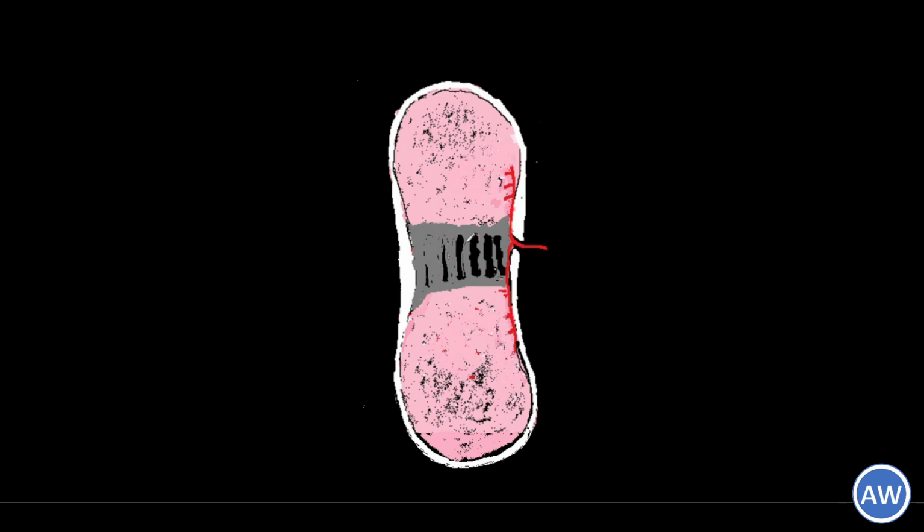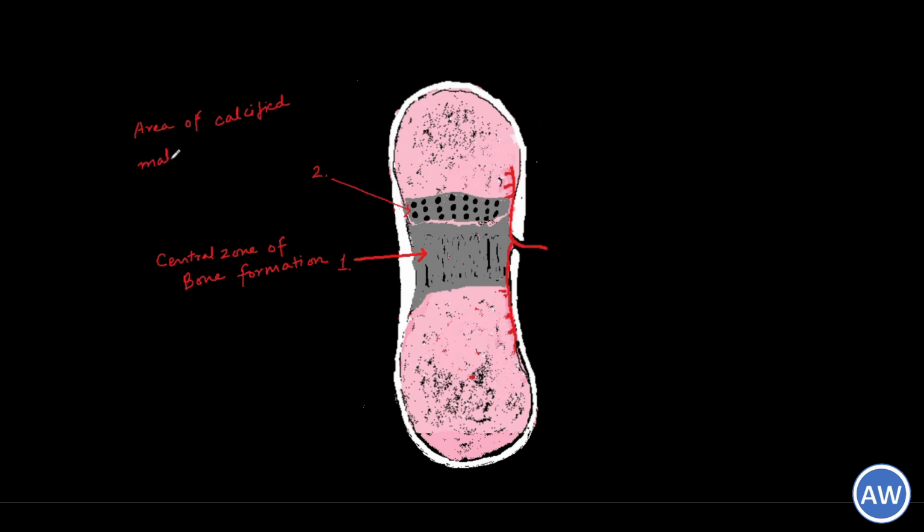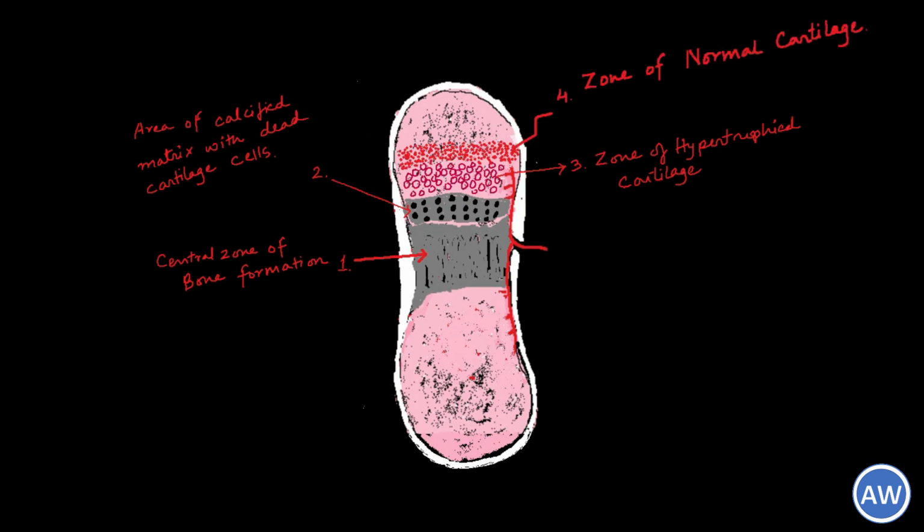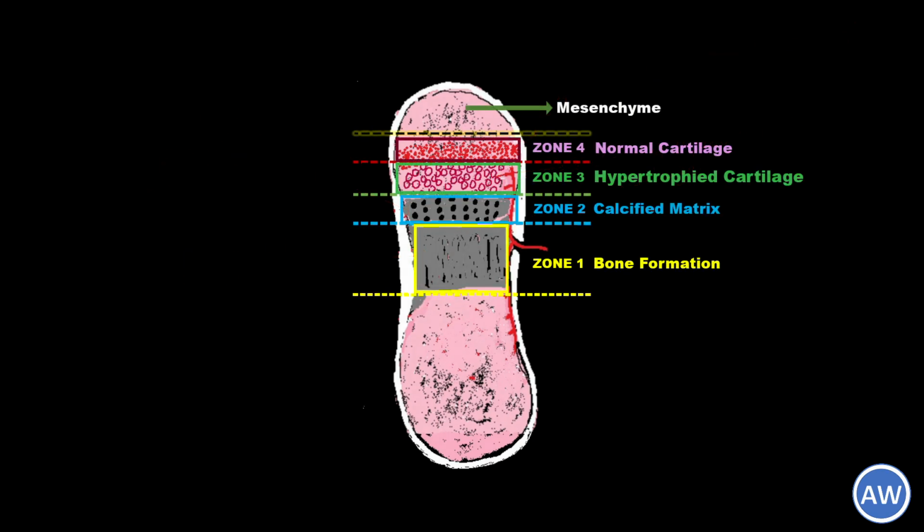At this stage, the ossifying cartilage shows a central region where the bone has been formed. As we move away from this area, we see a region where the cartilaginous matrix has been calcified and surrounds dead and dying cartilage cells. Above it, we can see another zone of hypertrophied cartilage cells in an uncalcified matrix. Lastly, we can see a zone of normal cartilage in which there is considerable mitotic activity. This arrangement is schematically depicted in this diagram.